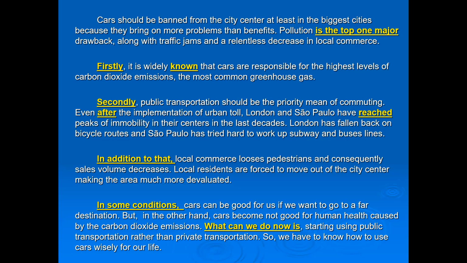Okay, now we will discuss some words in this text. Is the top of the major. Firstly, noun. Secondly, after, which. In addition to that, in some condition, what can we do now is.